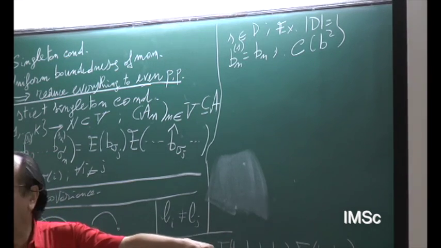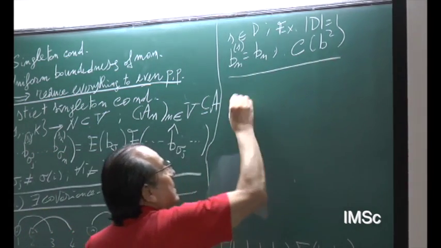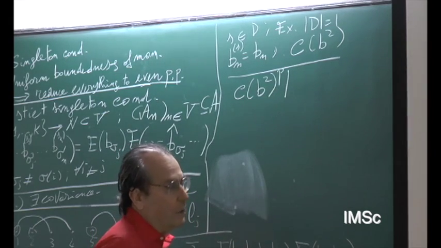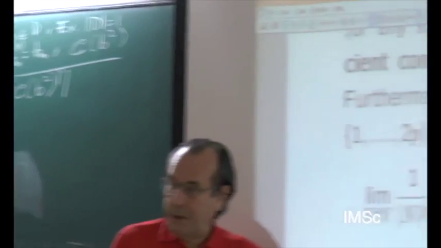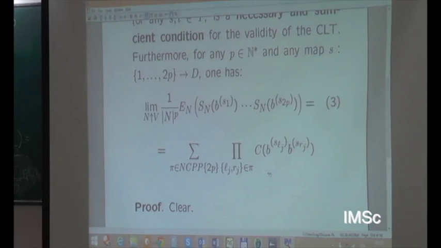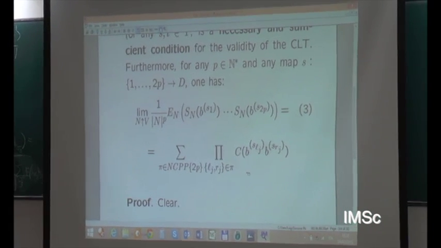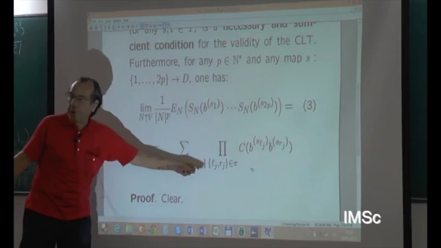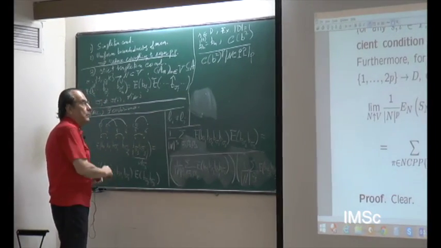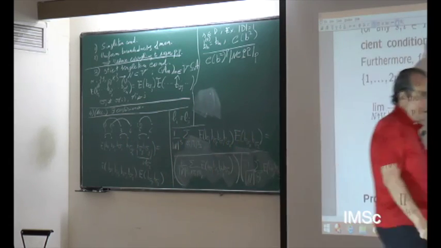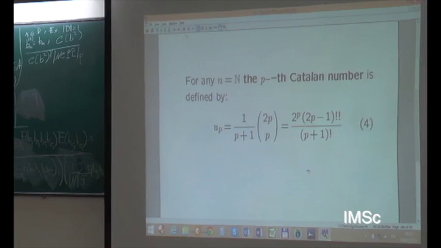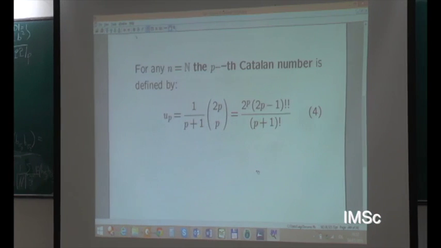And so what becomes this formula? In this example, it becomes C B2 to the power p times the cardinality of this set. This set is called the non-crossing pair partitions. The cardinality of the non-crossing pair partitions of order 2p, so we index by p. Now, this is a very famous, very well known number, called the p-th Catalan number, and it has this combinatorial expression.